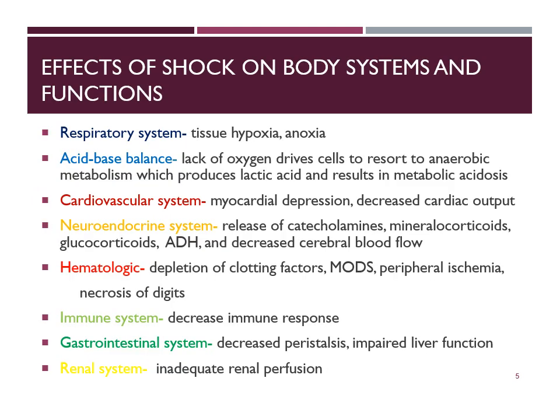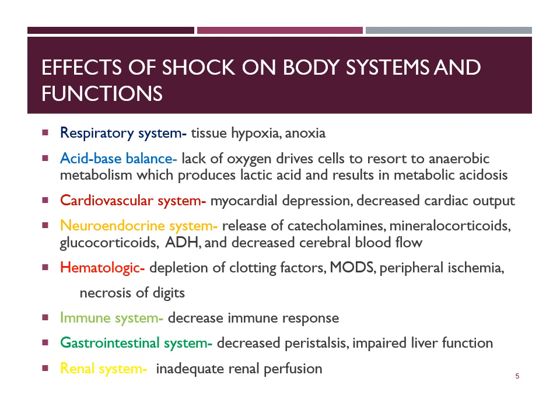So what are the effects of shock on the body, systems, and functions? Well, in the respiratory system, the respiratory system suffers from tissue hypoxia and anoxia. There's an acid-base imbalance because the lack of oxygen drives the cells to resort to anaerobic metabolism, which I had mentioned before, and that produces lactic acid. Lactic acid is not good. You can measure that in a lab test, but that does result in metabolic acidosis.